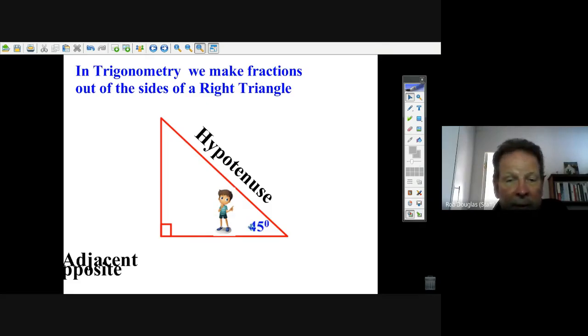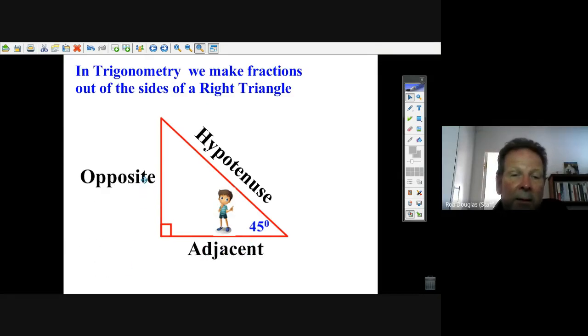Now we're talking about this angle here, 45 degrees, and this side right here, next to the 45 degrees, has got a special name. We call it the adjacent side. And this side over here is called the opposite side because it's on the other side of 45 degrees. So that's your first job, to name the sides.